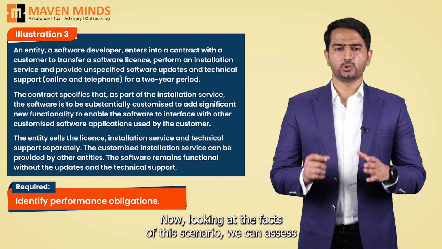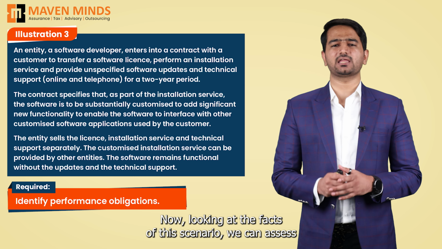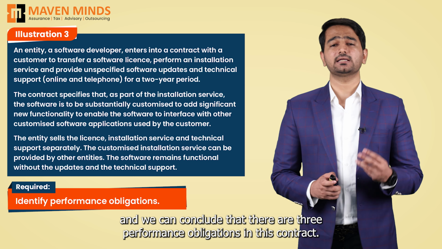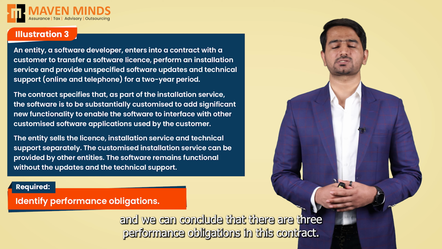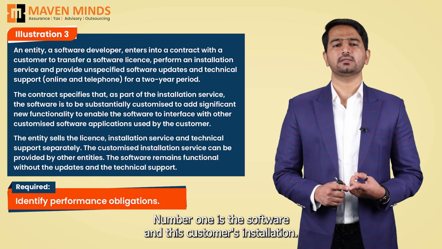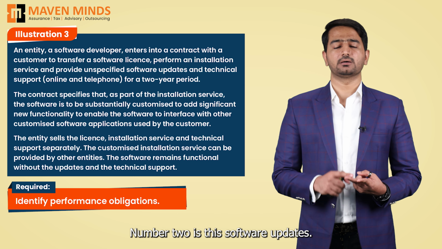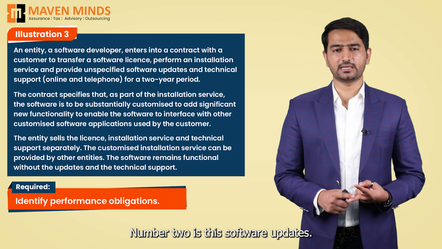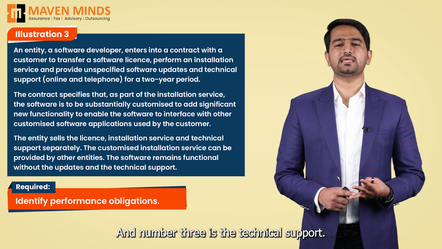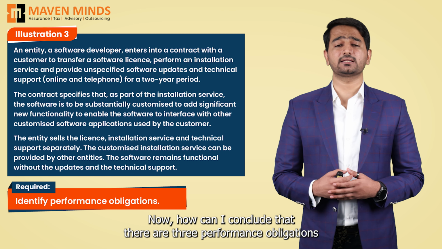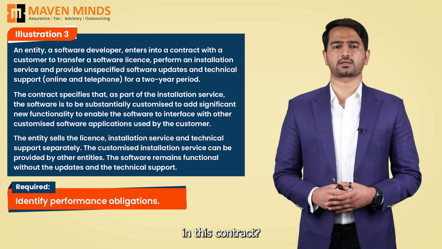Now, looking at the facts of this scenario, we can assess and conclude that there are 3 performance obligations in this contract. Number 1 is the software and its customized installation. Number 2 is the software updates. And number 3 is the technical support. Now, how can I conclude that there are 3 performance obligations in this contract?